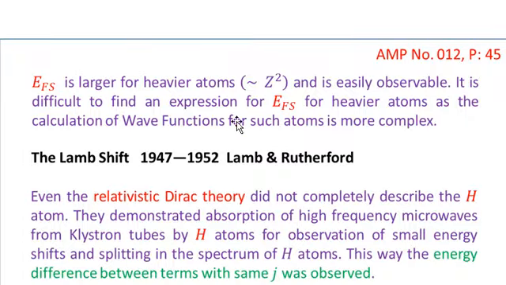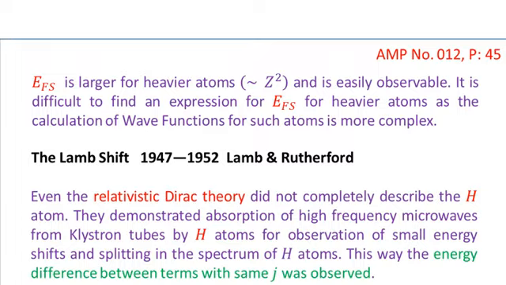So it is difficult to find an expression for the energy splitting due to the fine structure for heavier atoms, because for the heavier atoms, the atoms are more complex, having more electrons around the nucleus, and it is difficult to find the wave function for such heavier atoms. And of course, the empirical formulas cannot be calculated for heavier atoms, or the analytical expression of the formula for the fine structure splitting for the heavier atoms cannot be calculated because of the complexity of the wave functions involved.